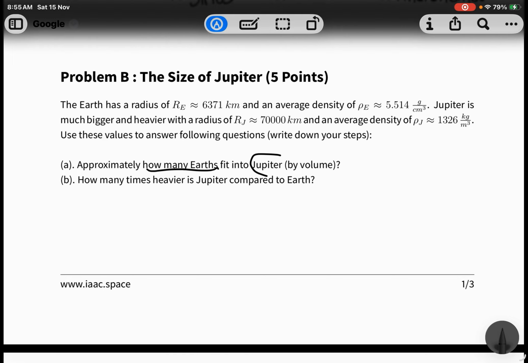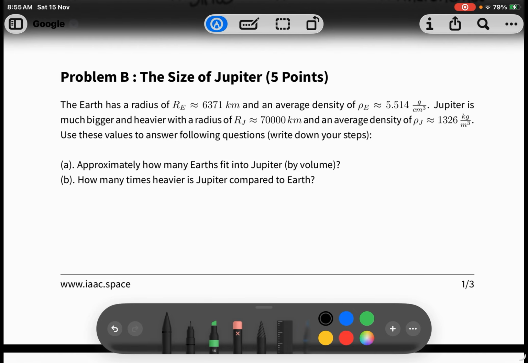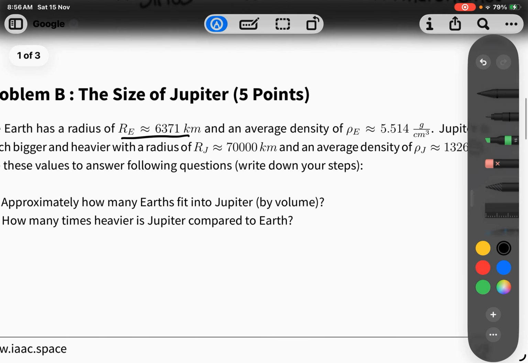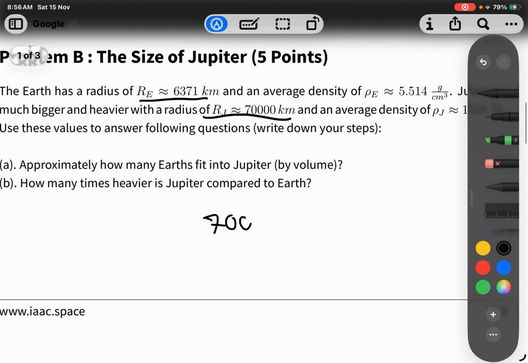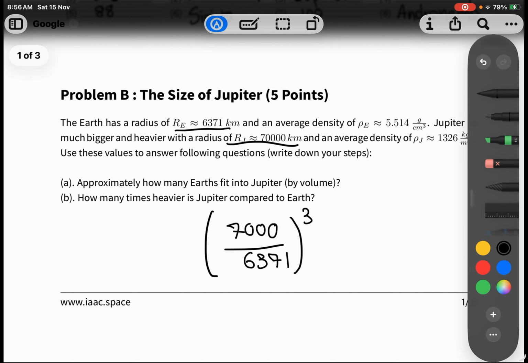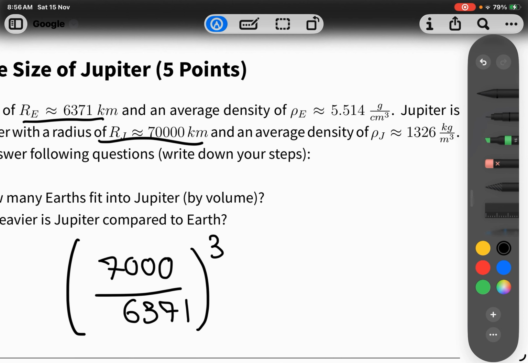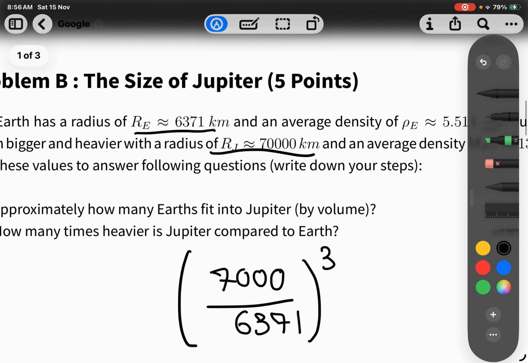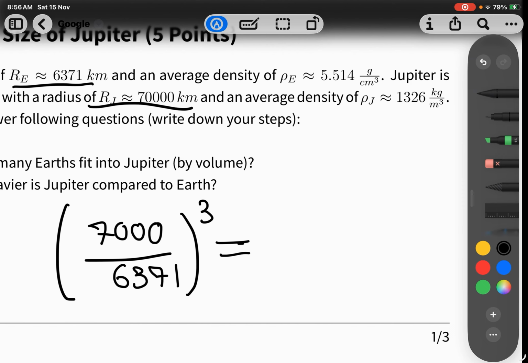So how many Earths fit into Jupiter? To calculate this, for the volume we'll take the ratio of the radii, so it will be 7,000 by 6,371, and this will be cubed. And for the density, so what we'll do is multiply the average densities by this to work out the mass. Let me put this into my calculator.